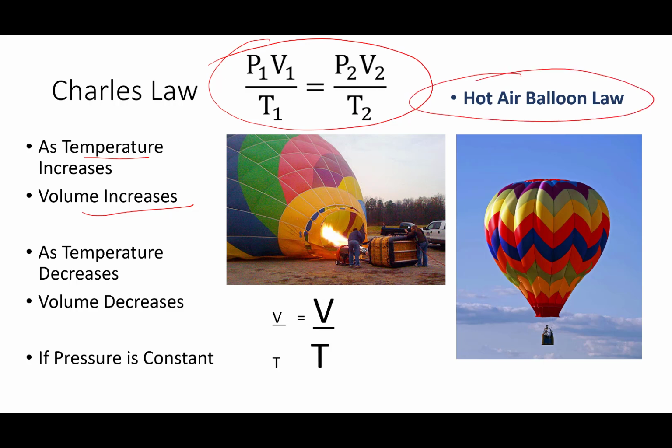It's because with a hot air balloon, the volume goes up when the temperature goes up, and the inverse would also occur. As temperature goes down, volume would also go down if pressure is constant. So this is a situation where pressure falls out of the equation, and we're just talking about changes of volume and temperature.